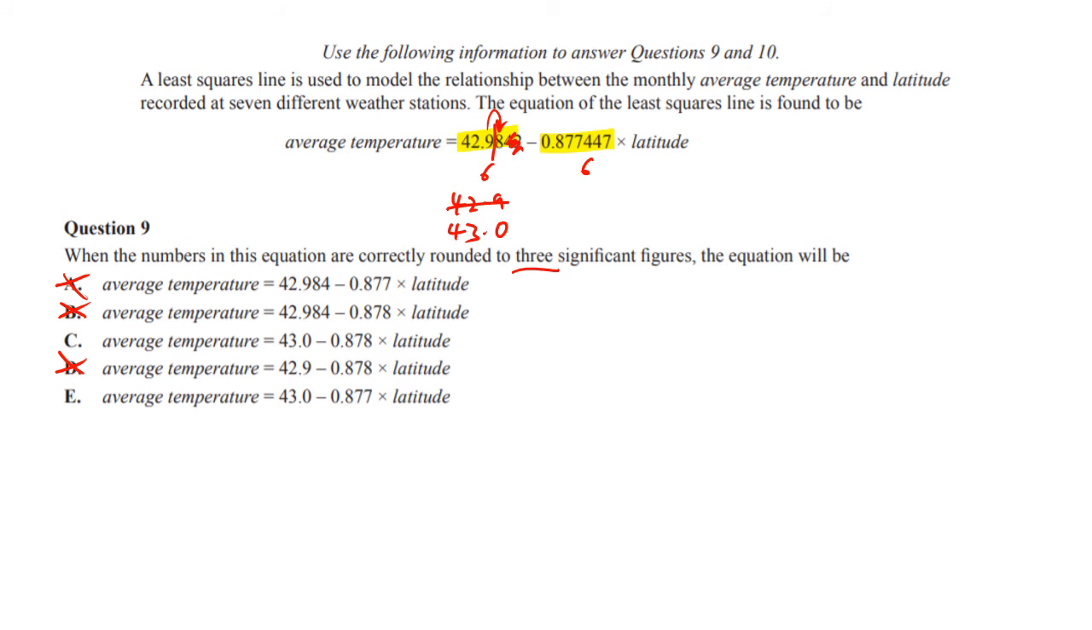So the 0 doesn't count, and we've got 8, 7, 7. That's 3 significant figures. We chop it off. The 7 looks at the 4. The 4 and 7 after that don't matter. So the 7 looks at the 4, and stays on the floor. So it looks like this one's going to be 0.877. So the answer must be E.